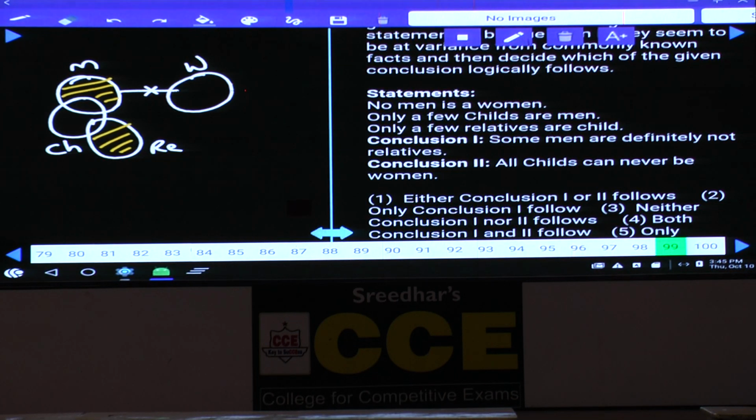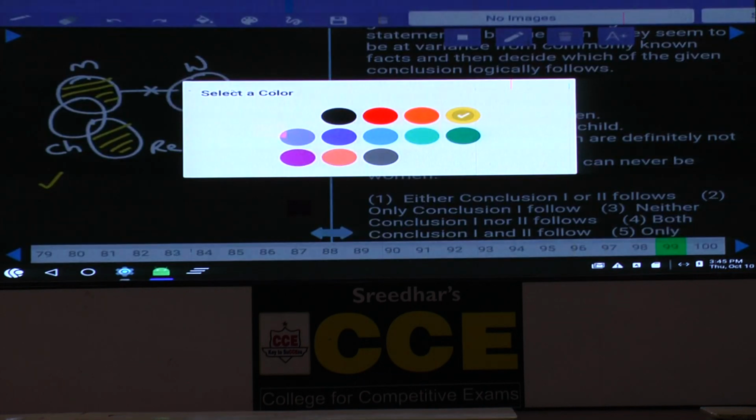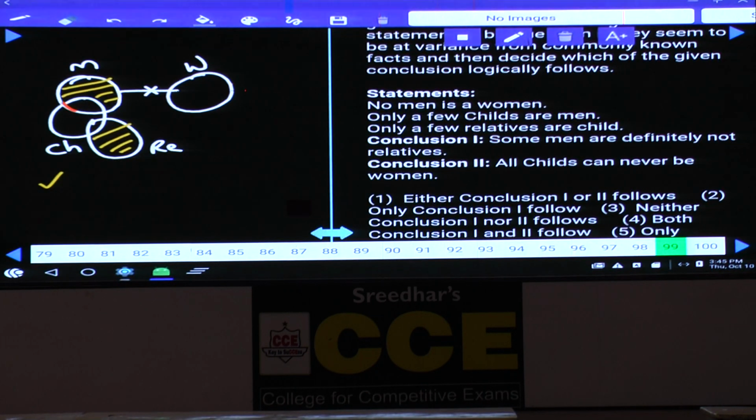Then coming to the first one, some men are not relatives. Some men are not relatives, as of now it is true. In order to make this one false, now I need to prove all men are relatives. Tell me, is it possible to draw like that? All men are relatives. Then how to draw this one? All men are relatives means this entire men must be part of relatives.